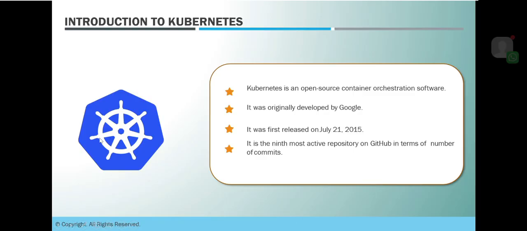So this is where we see most of the ITs who are using Kubernetes or containers are actually using Kubernetes and contributing to it as well. So that's where Kubernetes exists as the 9th most active repository on GitHub in terms of number of commits. Commits means changes the people are doing on the Kubernetes software. So this is how Kubernetes came into existence.